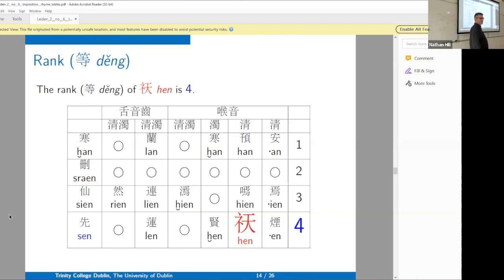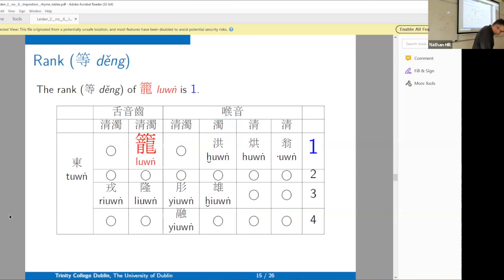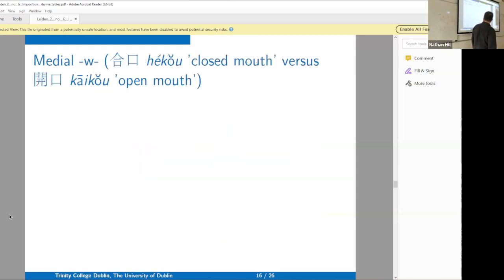But it doesn't merge with the ya initial, so that's maybe interesting. But anyhow, I think I did this already. Right, okay. So now I'm just going through the different pieces of information you can pull from the rhyme table. We did rhyme category, we did initial, and we did rank. So the only one left is medial W, right? How do you tell whether a word is medial W?